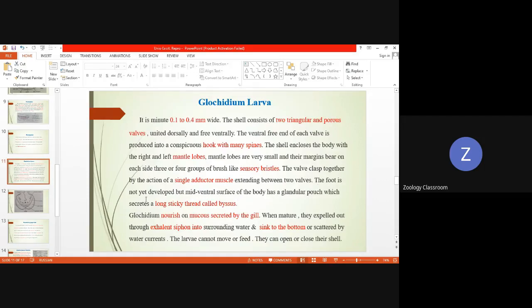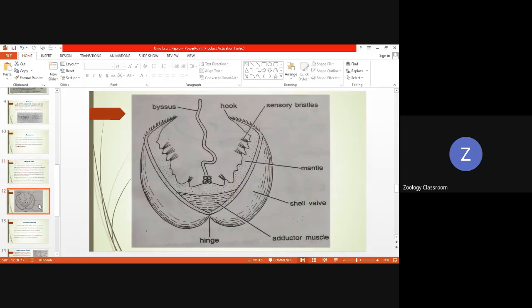The foot is not yet developed, but the mid-ventral surface of the body has a glandular pouch which secretes a long sticky thread called byssus. म्हणजे इथं हे ग्लँड्युलर पाउच आहे. या ग्लँड्युलर पाउचमधून या मिड व्हेंट्रल रिजनमधून एक असा थ्रेड बाहेर पडतो. This thread is called as byssus. ग्लँड्युलर पाउच. इथं ऍक्च्युली फूडची डेव्हलपमेंट होते, पण फूड इथं डेव्हलप झालेलं अजून नाही.